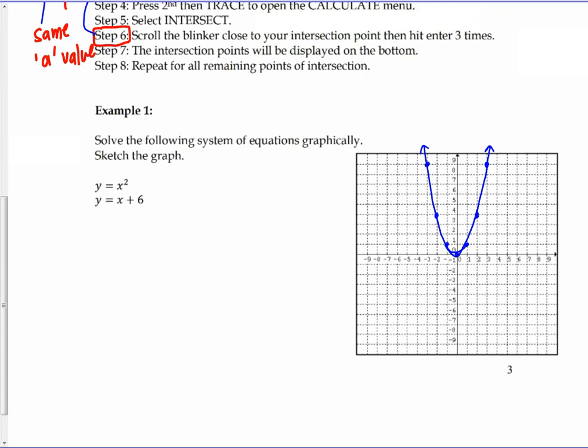How would you graph y equals x plus 6? Grade 10 all over again, haunting you. Where would you start? Your y-intercept is 6. What's my slope? Your slope is 1 over 1 because your coefficient is 1. So we are moving up 1, right 1, up 1, right 1.